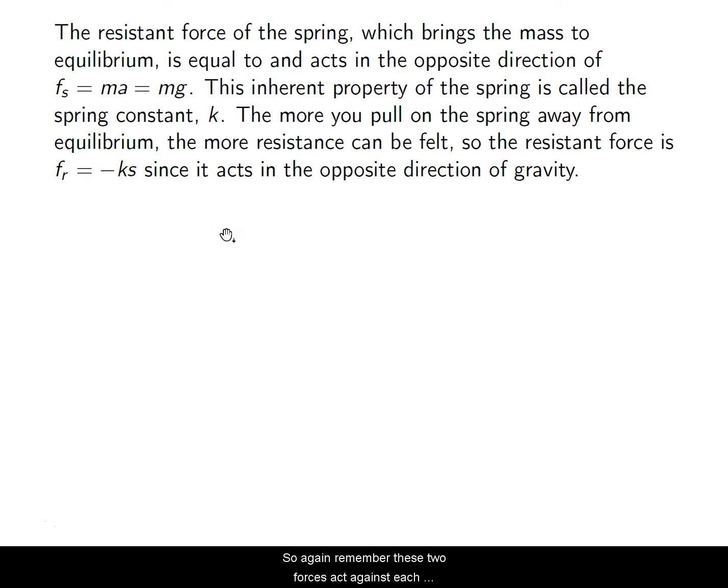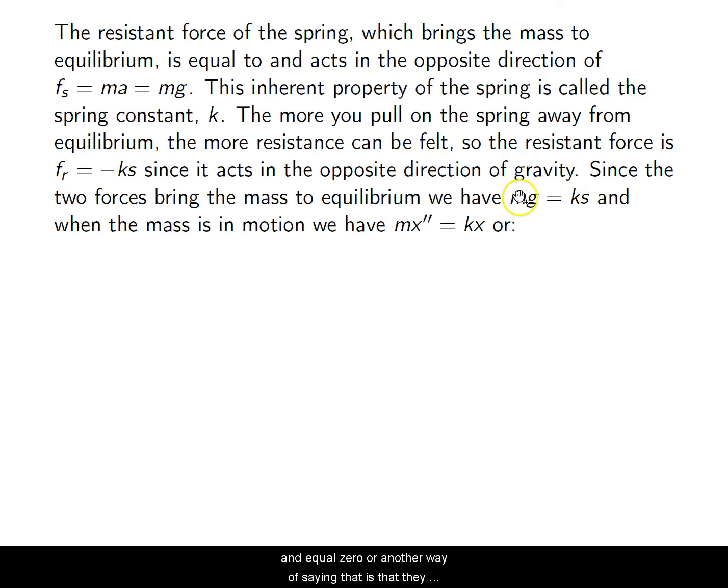Okay. So again, remember, these two forces act against each other, and in order to become into equilibrium, these two things have to cancel each other out and equal zero. Or another way of saying that is that they are equal to each other. Okay. So the mass times acceleration due to gravity moving down is going to be equal to the force that I'm putting into from the spring constant times how much the spring gets stretched moving upwards, right? So this is in equilibrium.